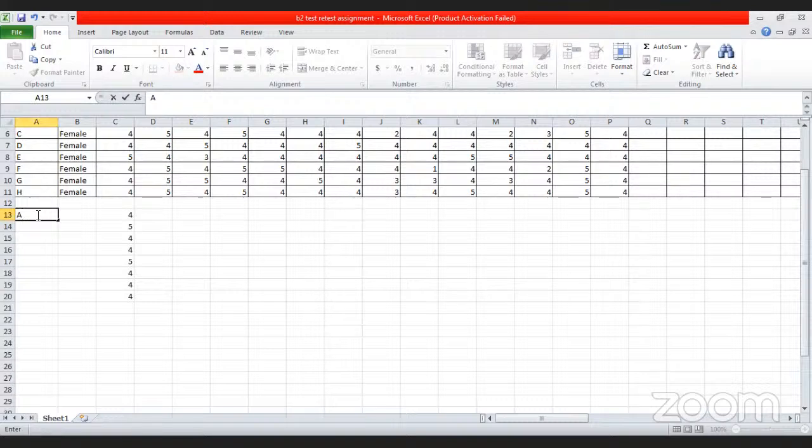I'm writing here A, B, C, D, E, F, G, and H. So these are the data for the self-awakening. I have to do the rank. I'm writing here A1, that means the data for attempt 1. Now I am writing R1, that is the rank of this attempt 1. You can see here 4 is there 1, 2, 3, 4, 5, 6, 6 times.